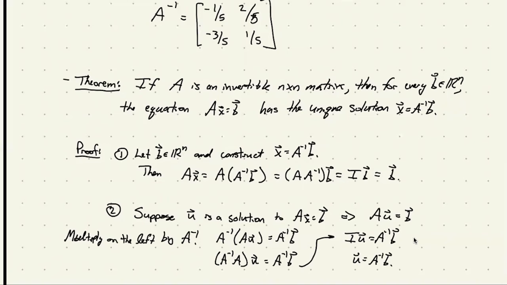So this shows uniqueness in the sense that it doesn't matter what solution you give me, that solution will also have that same form. So that means that the form that I have must be the only one.